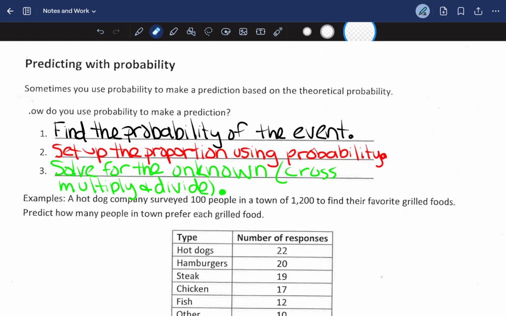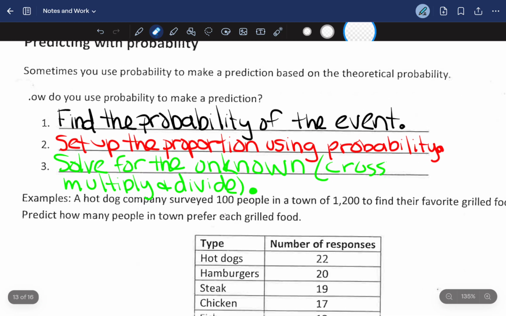So sometimes you use probability to make a prediction based on the theoretical probability. Think about meteorologists. They use data that's actually given to them, so it's not theoretical, but they do use that data to make predictions. So they get models of similar conditions and they predict weather by using those models.